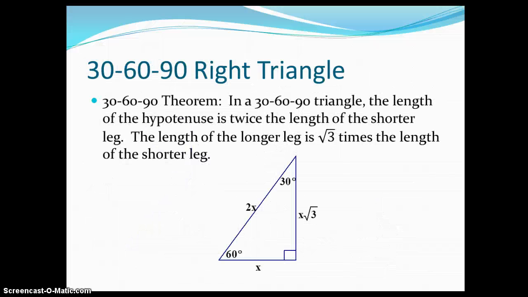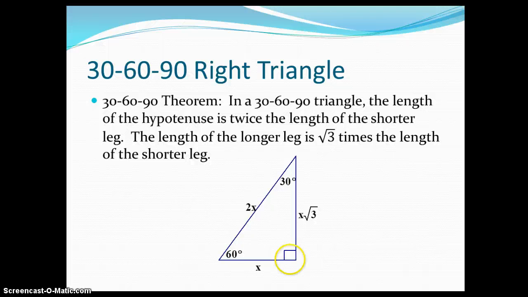Now I said there was a second right triangle, and this is a 30, 60, 90 right triangle. And again, we refer to this 30, 60, 90 by the angles. One angle is 30, one is 60, and then we obviously have the right angle, or 90 degrees. So in a 30, 60, 90 triangle, the length of the hypotenuse is twice the length of the shorter leg. The length of the longer leg is the square root of 3 times the length of the shorter leg.